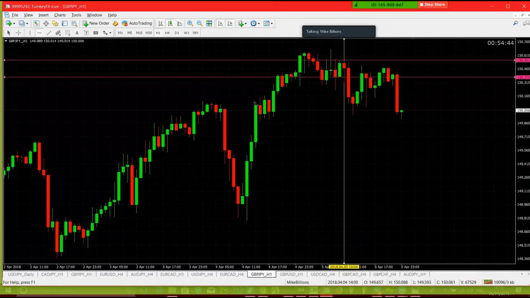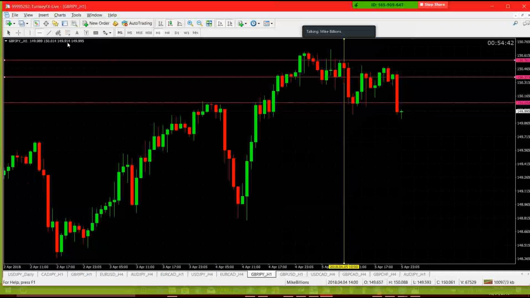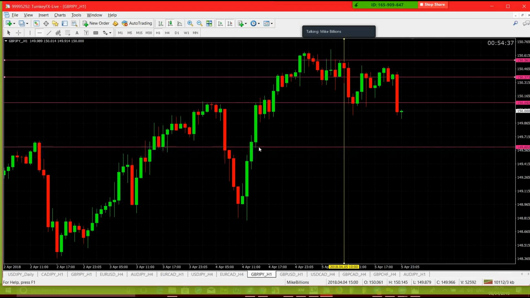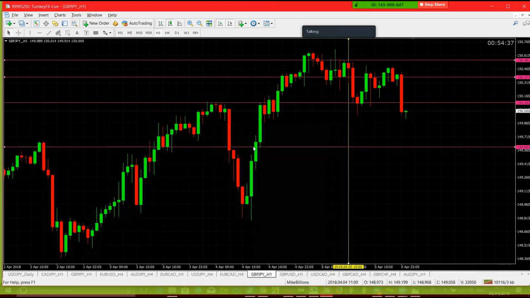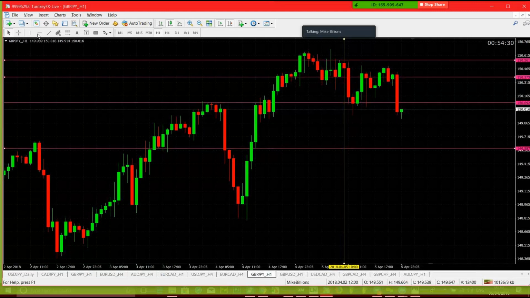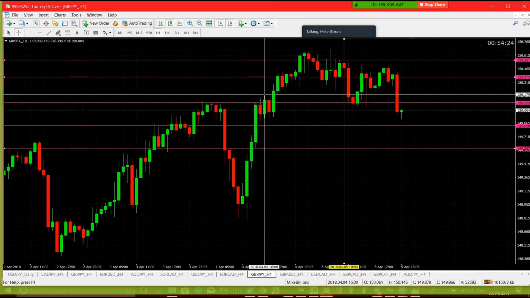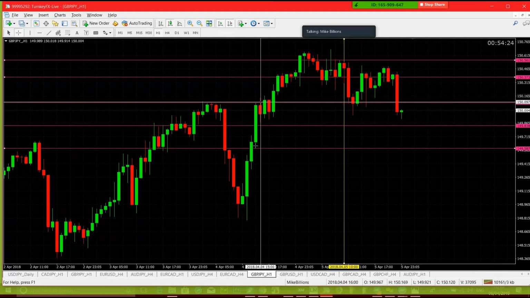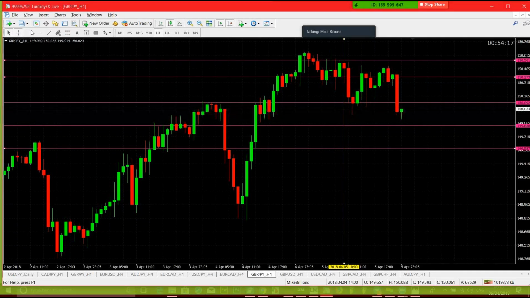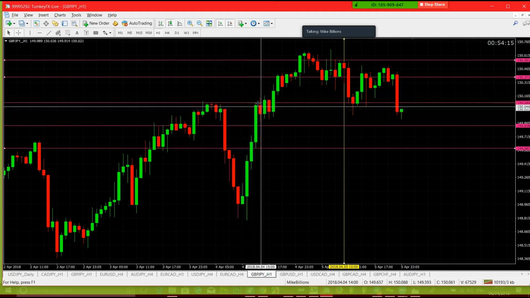If I had my entry, my buy stop here, and I had my sell stop here, so my stop loss would be in the middle. I'll have to find out what's the difference. Let's just say this is 50. So my stop loss would be 25 pips.